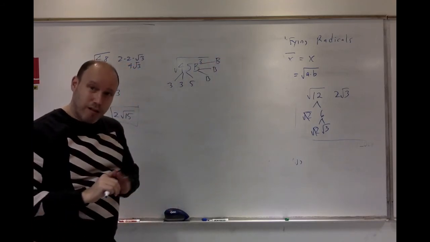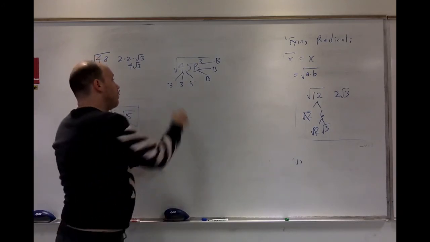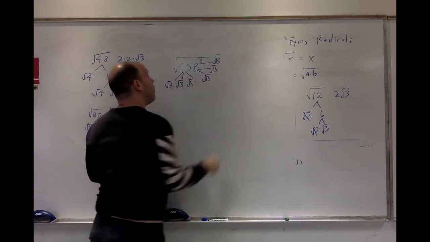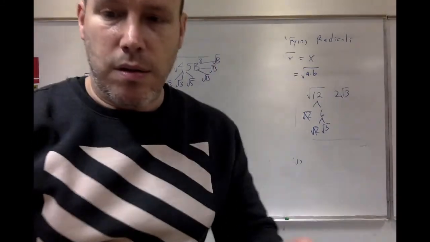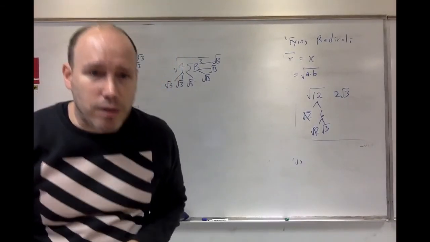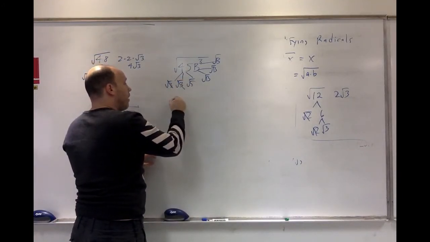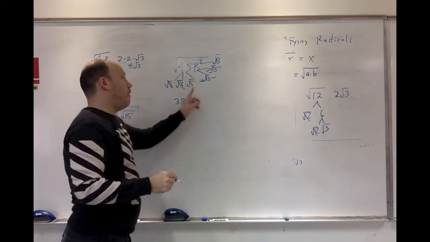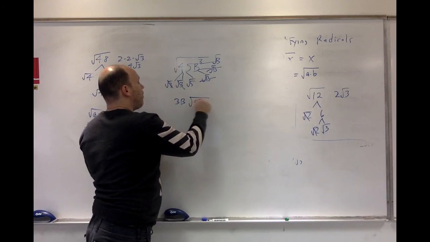Put the radicals over the primes. Radical, radical, radical, radical, radical, radical. Are there pairs? Yeah. Radical 3 and radical 3, 3. B and B, B. Well, 5 is alone and B is alone. It goes back onto the radical.